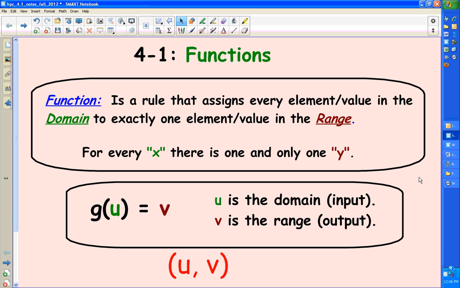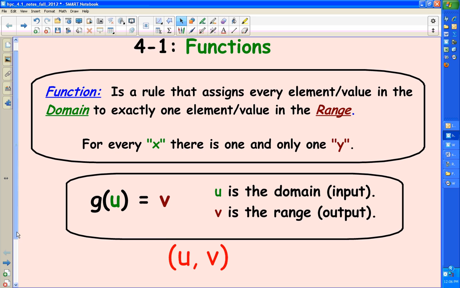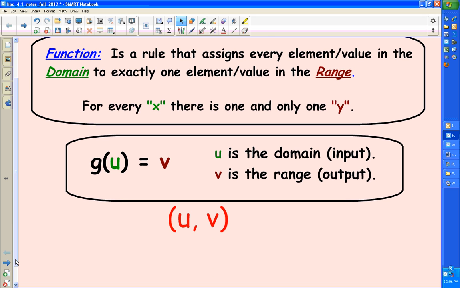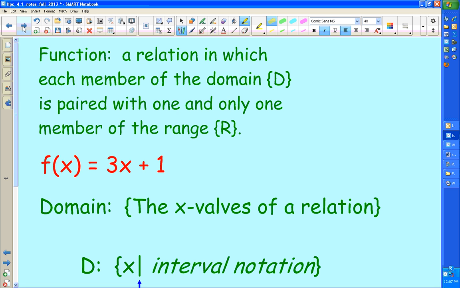We are going to be using function notation almost exclusively, so really pay attention to that. g of u is equal to v means u is the domain element or the input, and v is the range element or the output value. As an ordered pair, it would look like this: (u, v). So when you're writing them as ordered pairs, this is what I want to see. All right? Remember, in a function, each member of the domain is paired with one and only one member of the range.